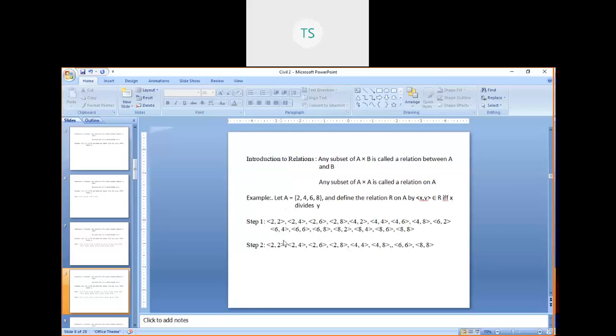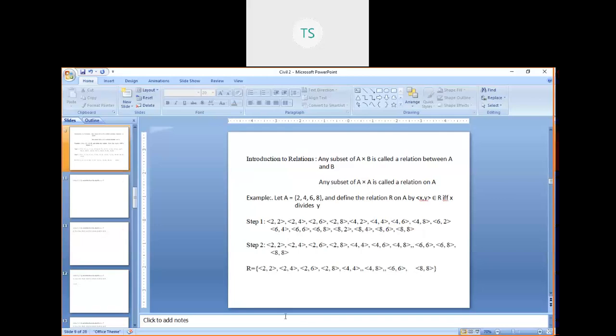Now, this becomes a subset of this Cartesian product because see here I have included some of the ordered pairs. I have not included all the ordered pairs. So, this becomes a subset of the Cartesian product of A cross A. So, that's why the relation R is equal to. Now, this is also important. You have to write the ordered pairs from step 2 in between one curly bracket. Then only it will become a set.